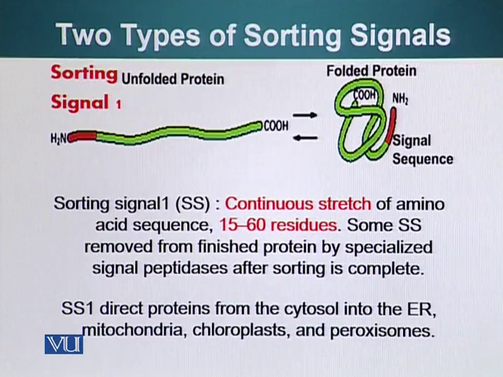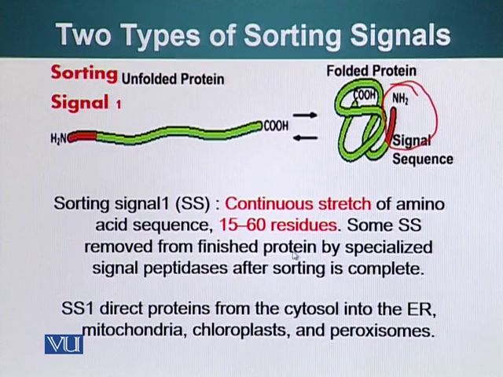So there are two types of sorting signals. Let's talk about those. Sorting signal type 1 is basically a continuous stretch of 15 to 60 residues. Some sorting signals are removed from the finished proteins by specialized signal peptidases, which recognize these sorting signals and cleave them off, so they are not present in the mature protein. We'll look at some examples of that later on. For example, a signal peptidase would remove this signal sequence once the protein has been delivered to its particular organelle. Sorting signal type 1 directs proteins from cytosol to the ER, mitochondria, chloroplast, and peroxisomes, for example.